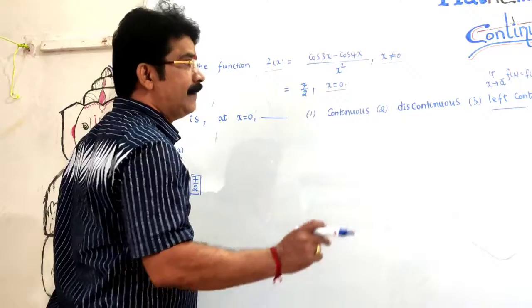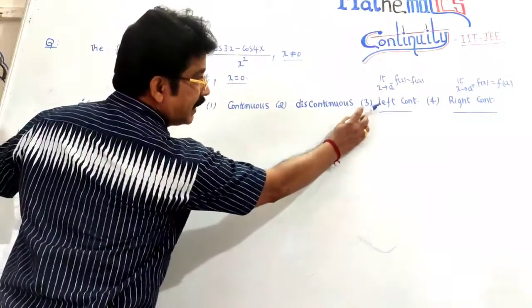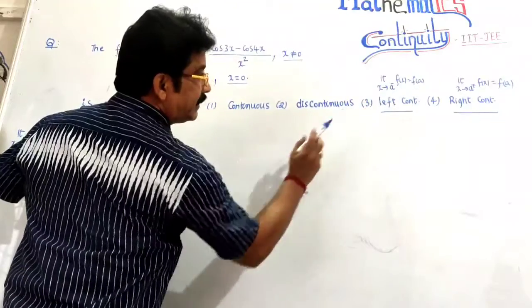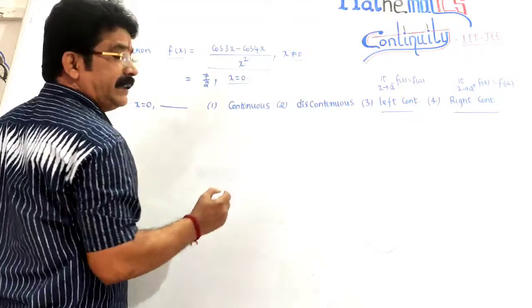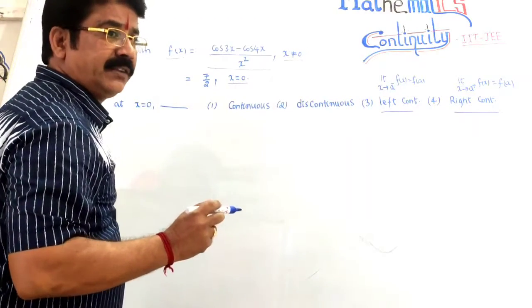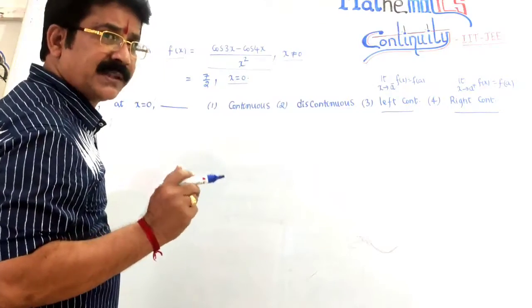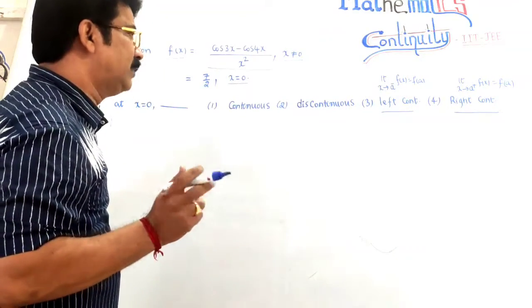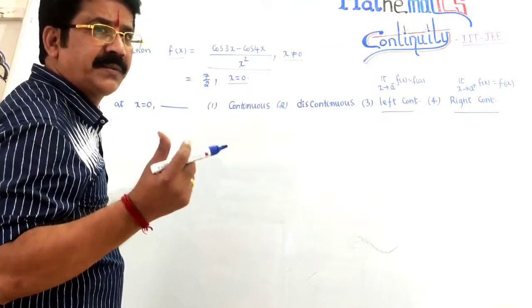Here, logically, we need not discuss left continuity and right continuity. Why? Because it is an ordinary function. It is not a modulus function, not a step function, not a discrete function, or any other special function to discuss like that. So therefore, the answer may be either the first option or the second option only.